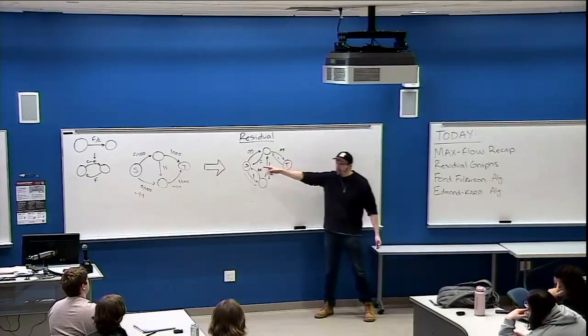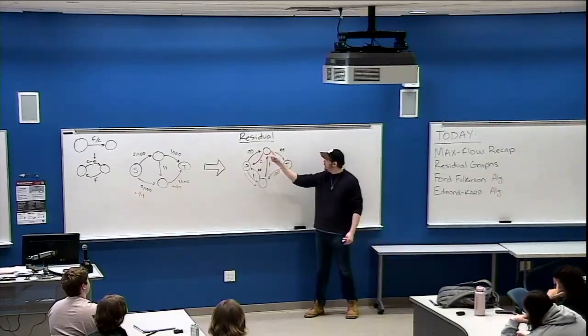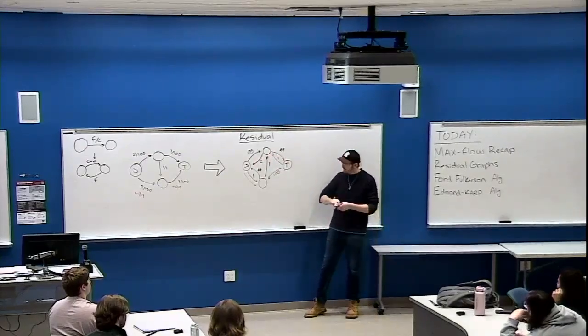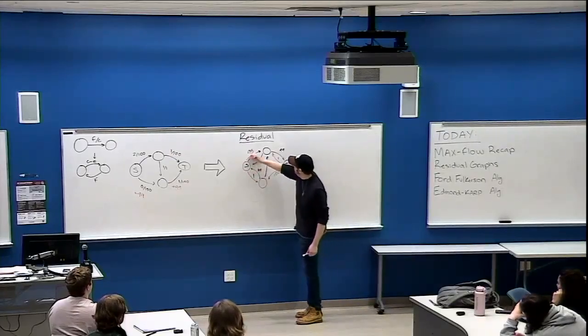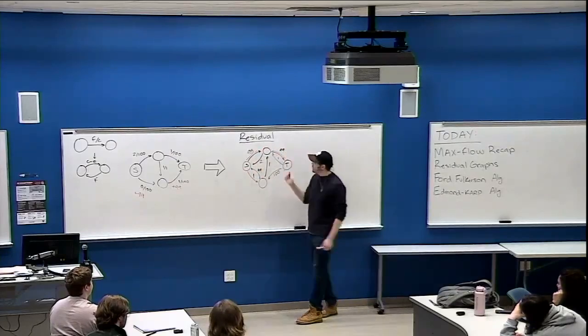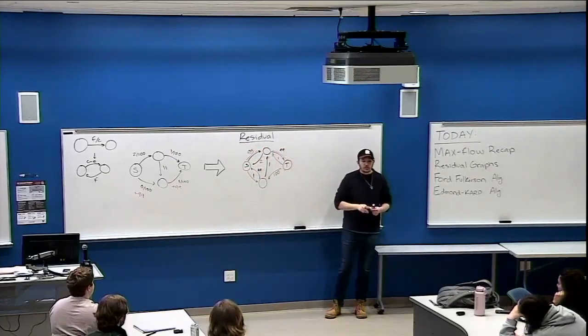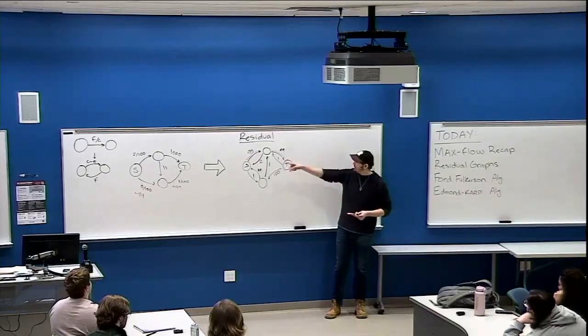Yes, there is still a path from S to T in this graph. Look right here. I can take this path now as my augmenting path, this top lane right here. And how much can I add to those edges in my original graph? 98. So I can add 98 to each of them.